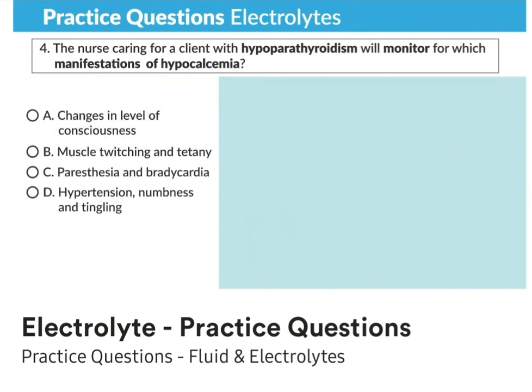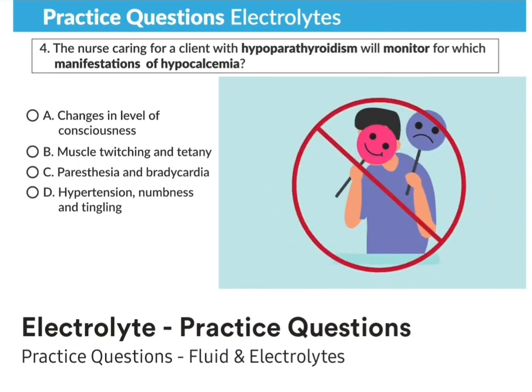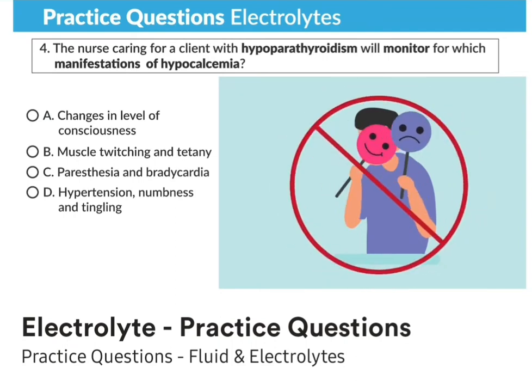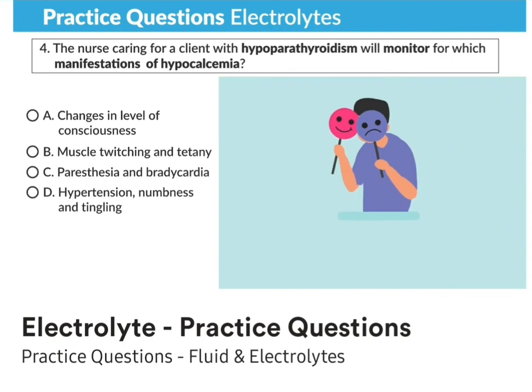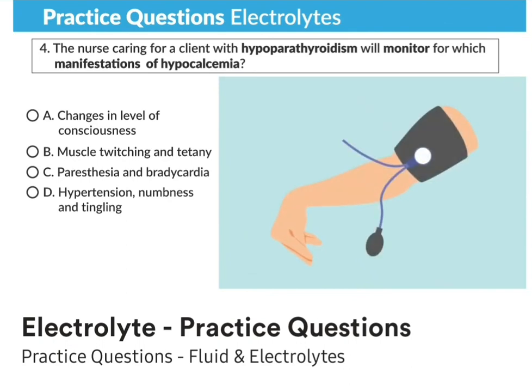Okay, now looking at our options here. Option A, changes in level of consciousness. No, we're looking for low and loose muscles. This would be true of cerebral edema, that brain swelling with hyponatremia. Now B, muscle twitching and tetany. Yes, this is correct. The key term here is tetany. Muscle spasms all over. Very twitchy.